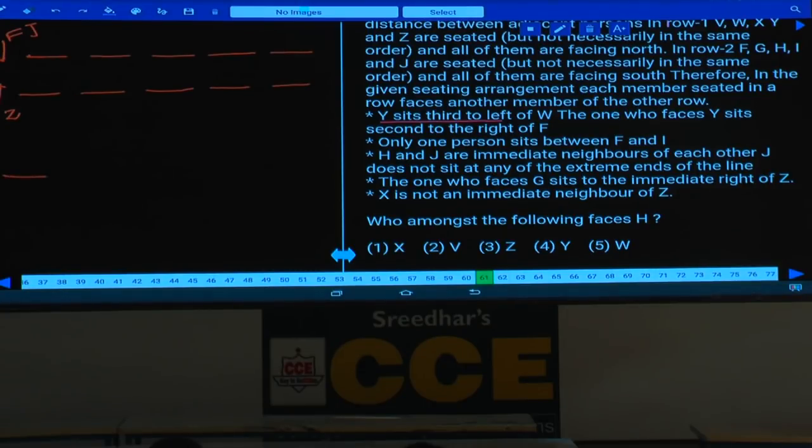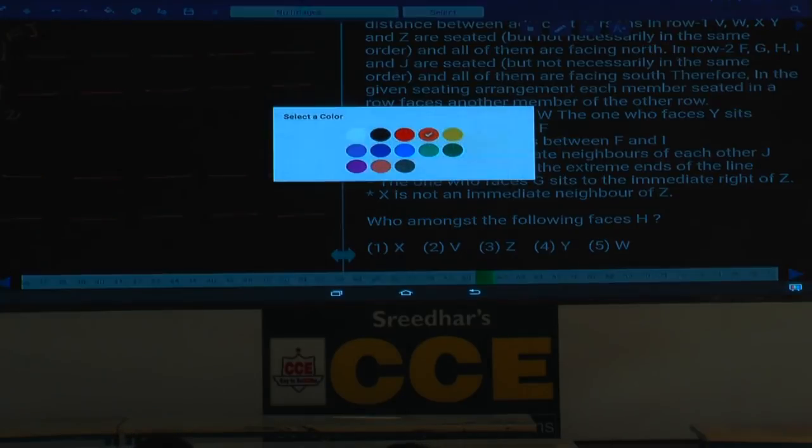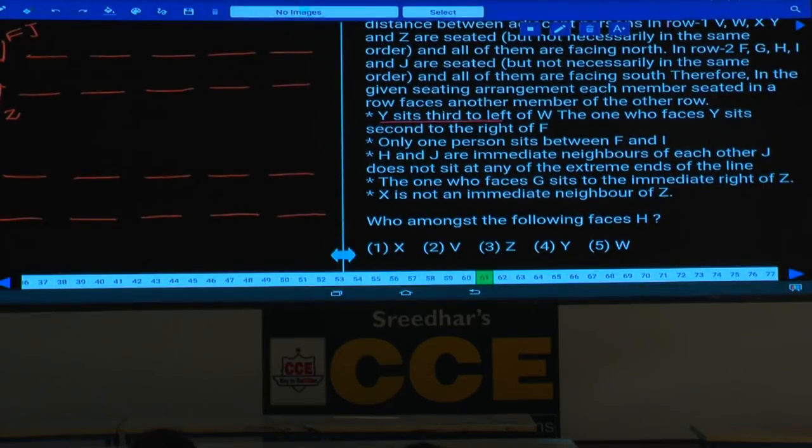Tell me. Now 1, 2, 3, 4, 5. Here also 1, 2, 3, 4, 5. Now we are drawing the second possibilities here. Y sits third to the left of W. Y is here and W will be here. That is one possibility. Then what is the next one here? If Y is here, W will be here. This is the second possibility.